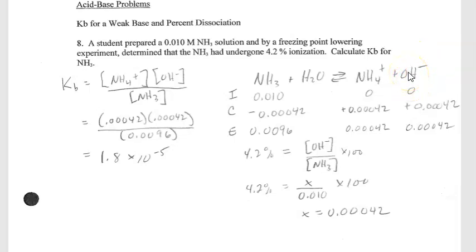All right, well, I need to figure that out. You can see down here that my X, if you will, is going to be the change. I have the initial concentration of the ammonia to start, and it was a 4.2% change. Here is the answer. That goes into my ICE chart, and now at the end I have my concentrations, and when I put that into the equilibrium expression, I get the Kb value of 1.8 times 10 to the minus 5.